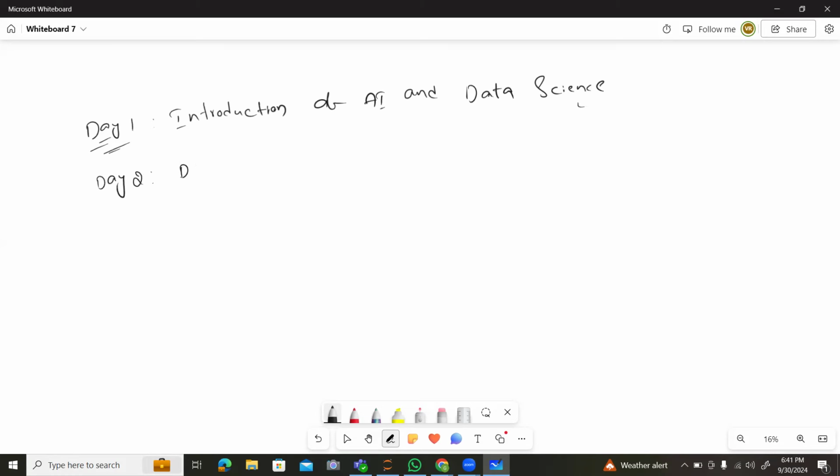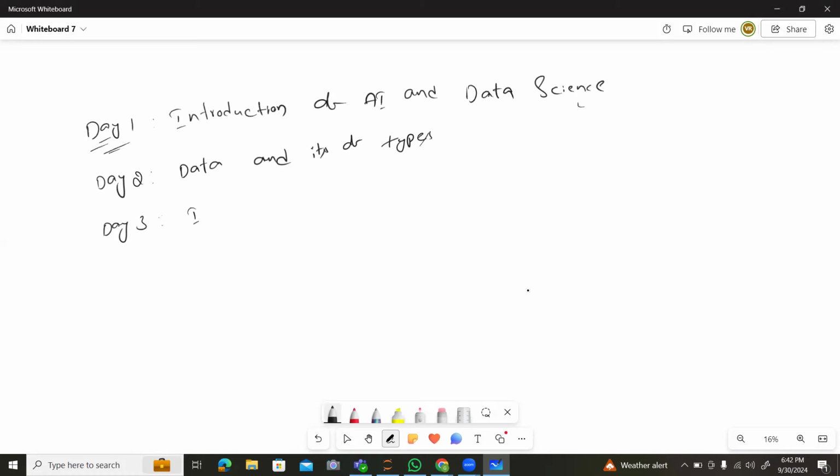As workshop details, today is day one. On day one, we will discuss the introduction of AI and the introduction of data science. If it is not complete, we can extend to tomorrow also. In day two, we will discuss what is data, because if you want to work in artificial intelligence in real time, you need to know about data and the types of data we have.